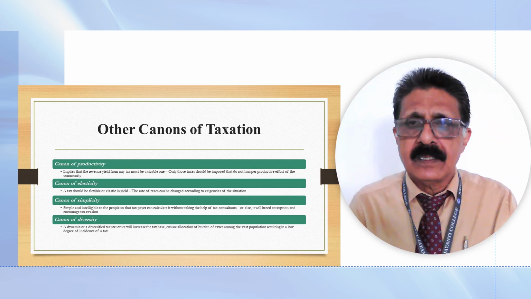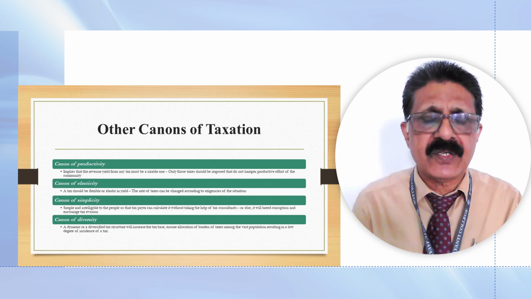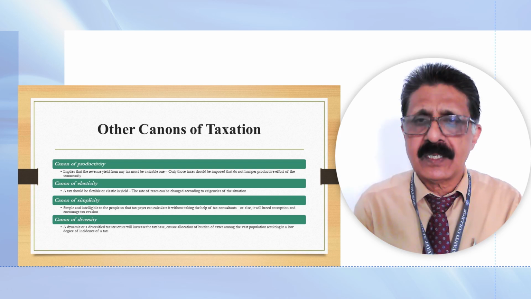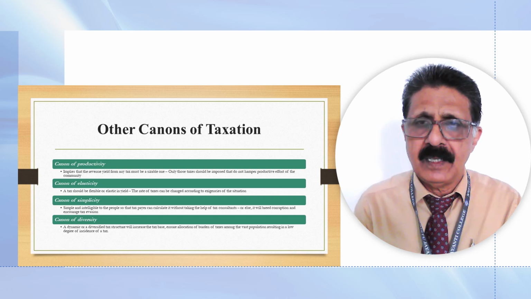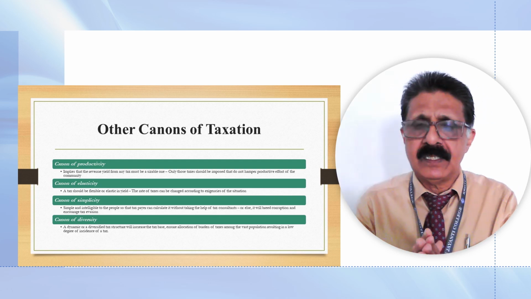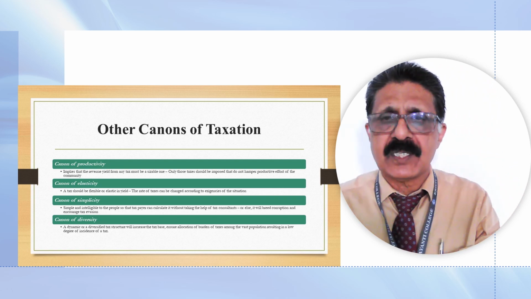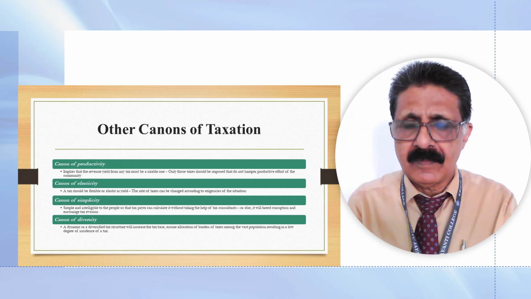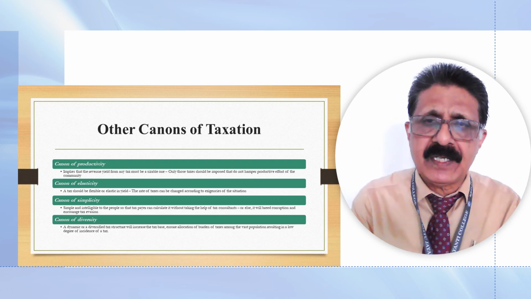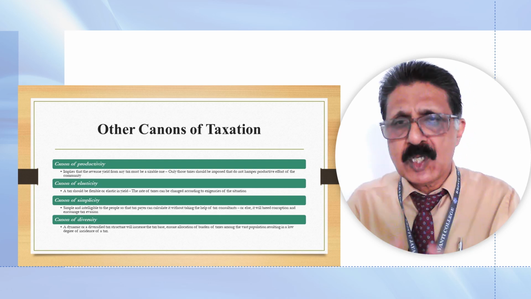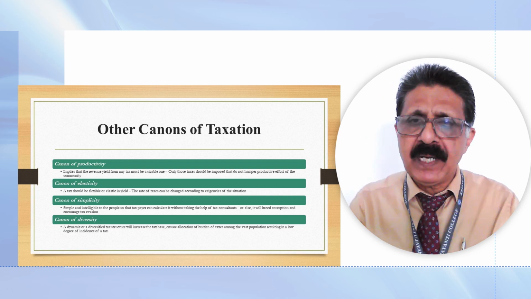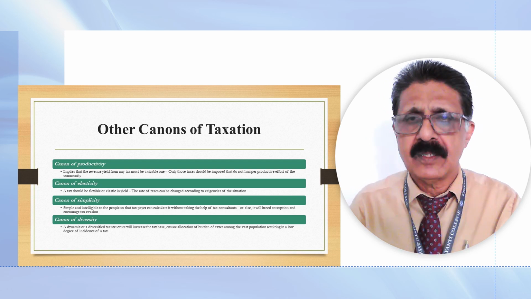Thus, the canon of productivity says that the revenue generated from any particular tax should be sizable, and on the other hand, the tax should not hamper the productive initiatives of the economy. So any good system of taxation, according to the canon of productivity, should not in any way hamper the economic and productive activities of the economy.